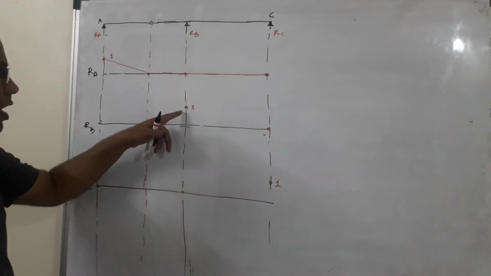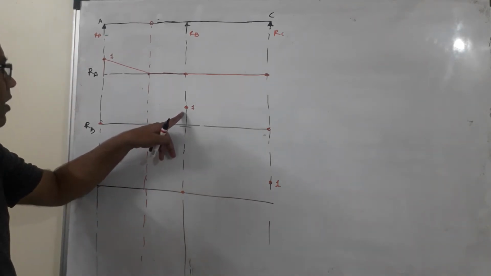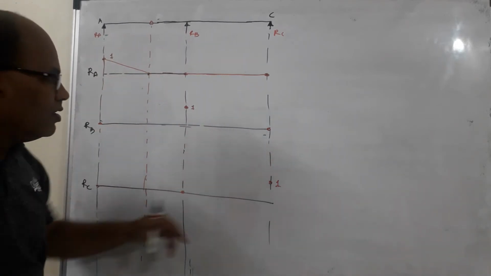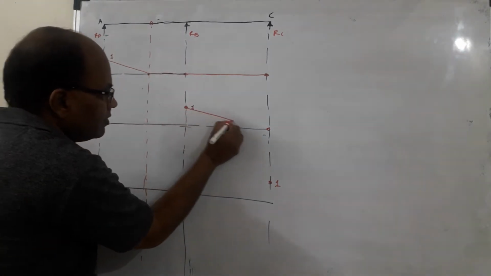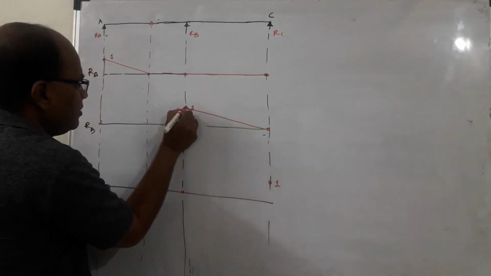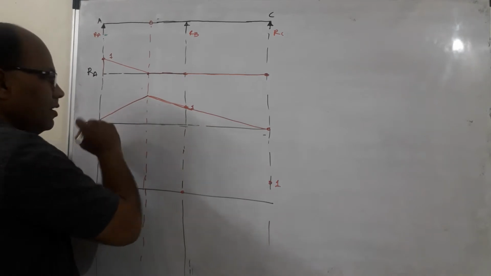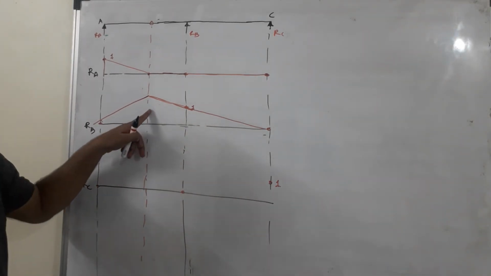When I want to draw ILD for RB, I know that hinge is in AB, so I will be going with BC first. So I will be joining these 2 points first. Then I will extend the same straight line till the hinge is reached. And then I will be taking it back. So this is the ILD for RB.